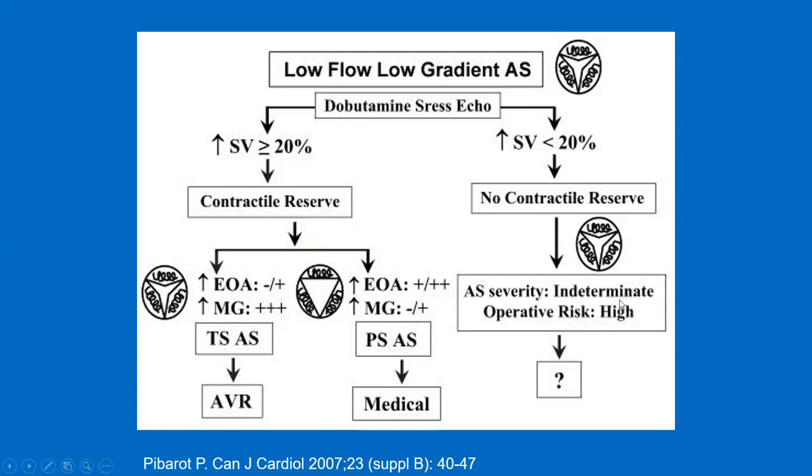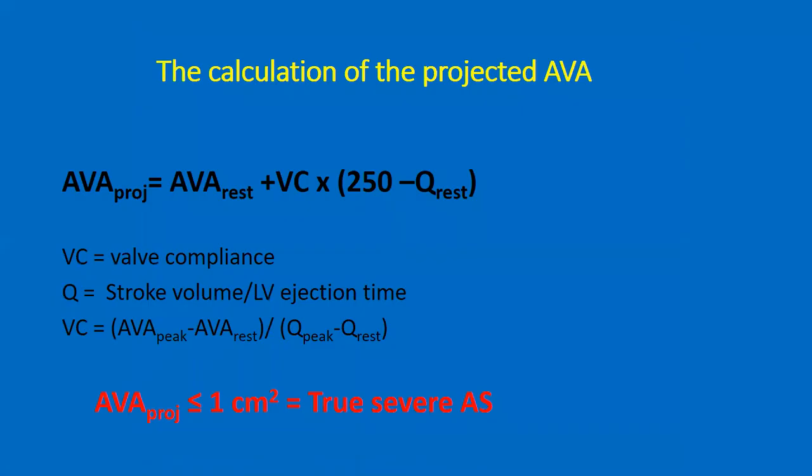There is new evidence showing that patients without contractile reserve will do better with TAVI than with surgical aortic valve replacement. During dobutamine administration, there is an individual response to dobutamine with respect to inotropic function, to contractility.